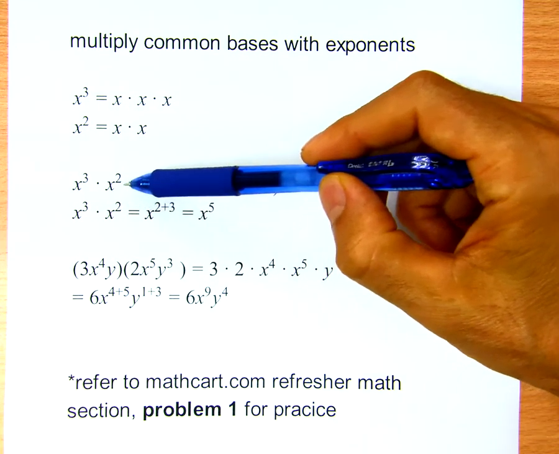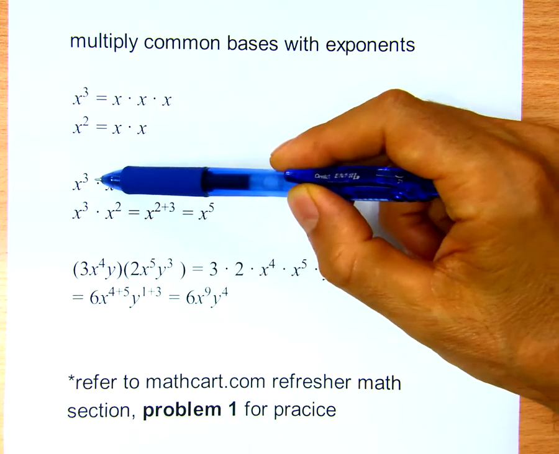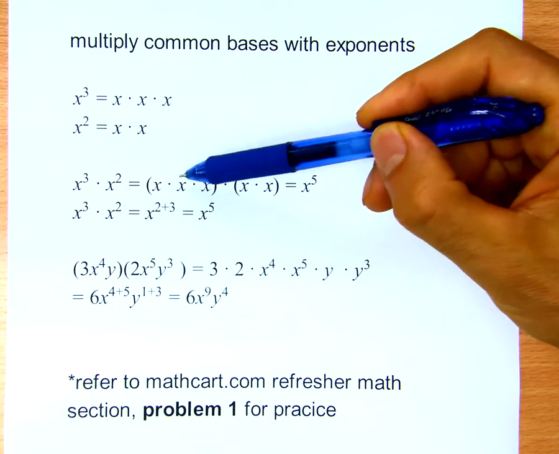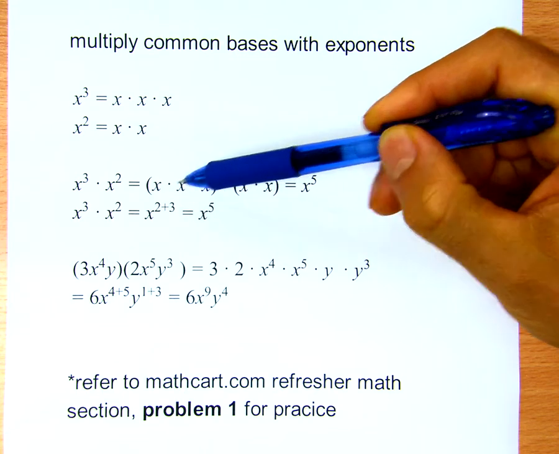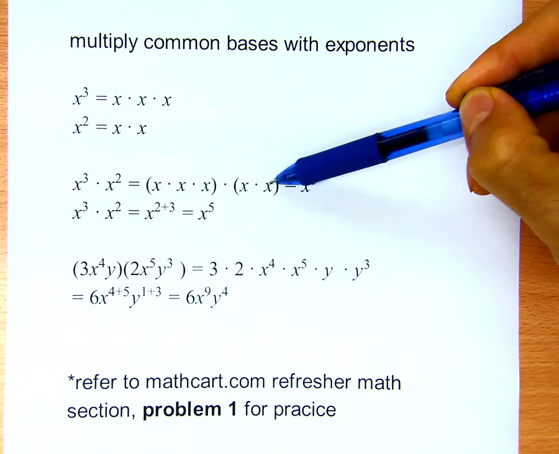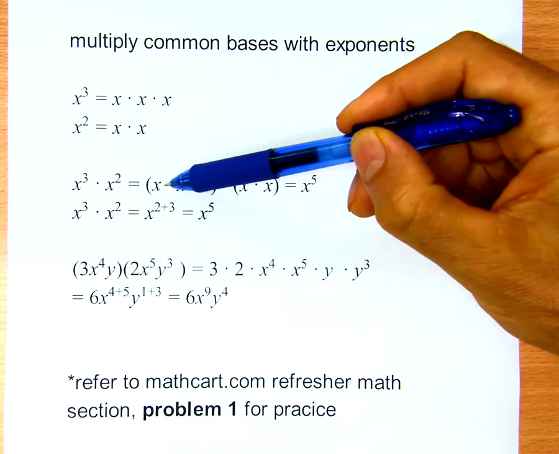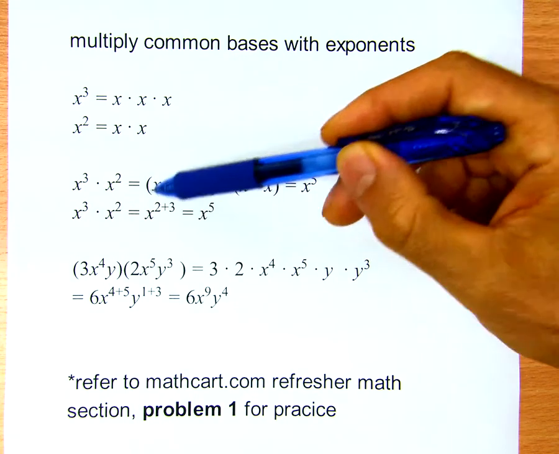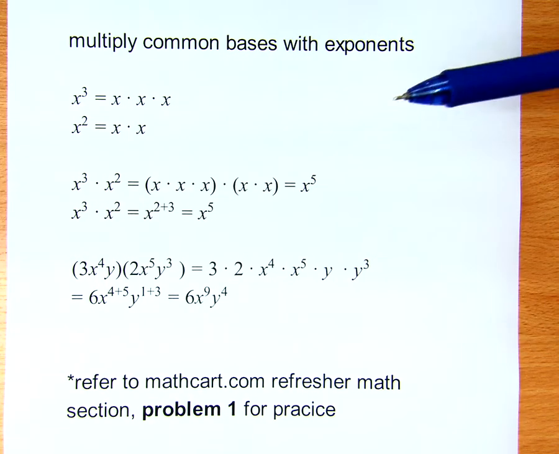Now, when I multiply x power 3 and x power 2 together, what's really happening is I have x power 3, which means x times x times x, and x power 2, which means x times x. And if I count how many x's here total, there are 5. So this results in x power 5.